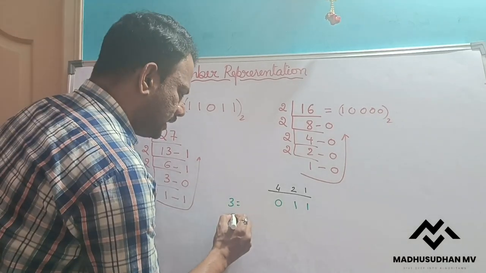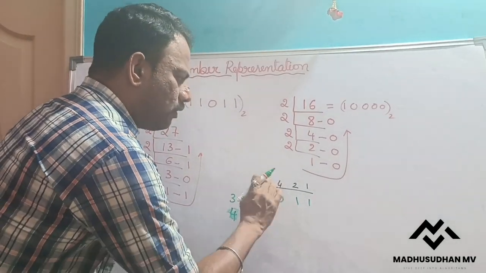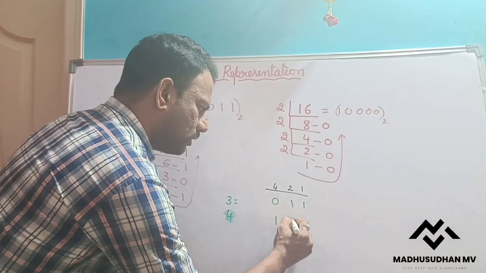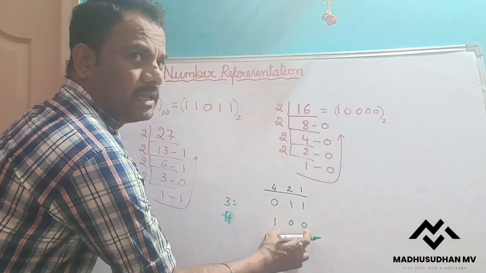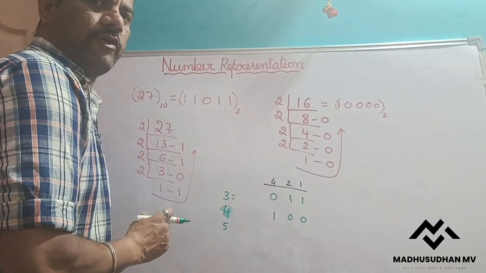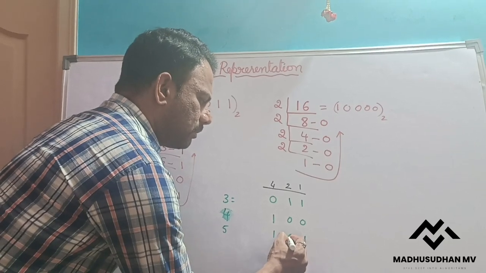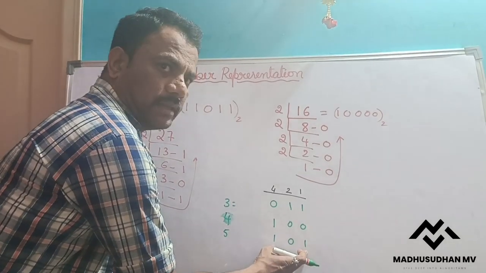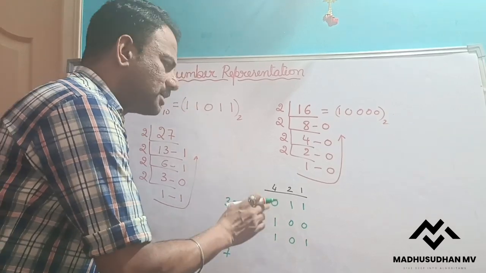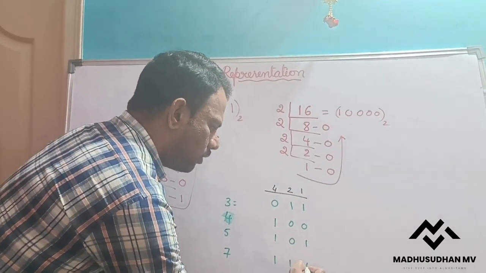Similarly, let us take 4. If I add which number, I get 4? I need 4, so I make that place 1, and the remaining I don't want. So this is binary 4. Similarly, 5: if I add 4 plus 1, I get 5, so I make these two places 1 and the remaining is 0. This is 5 in binary. Similarly, to make 7 I need all 3: 4 plus 2 is 6, 6 plus 1 is 7. So I need all ones.